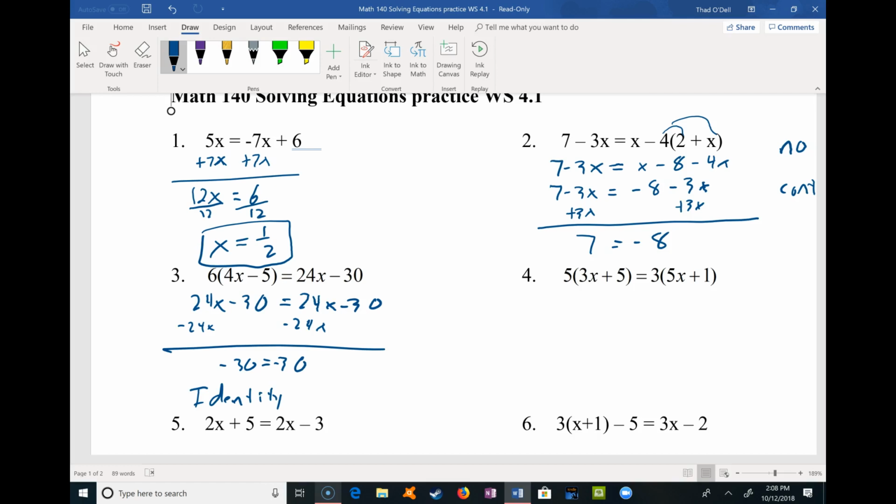Okay, moving right along, this time I'm going to simplify both sides, so that'd be 15x plus 25, and this is going to be 15x plus 3. That's supposed to be a plus there. And subtract 15x from both sides. I end up with 25 is equal to 3, and so that's a no solution, because I end up with an equation that's not true.